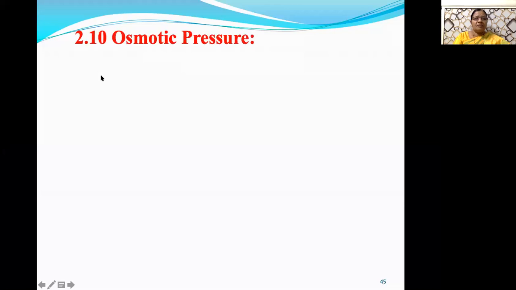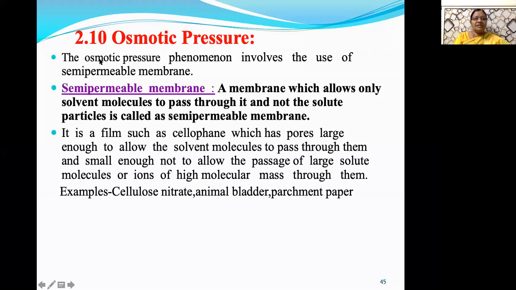Here, the osmotic pressure of the solution involves the term semi-permeable membrane. See the definition: a membrane which allows only solvent molecules to pass through it, and not the solute particles or solute molecules, is called a semi-permeable membrane. Now this semi-permeable membrane may be natural or artificial.